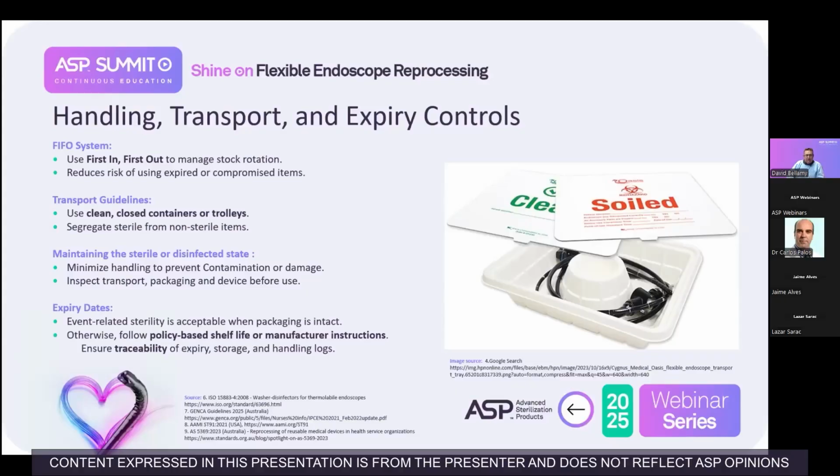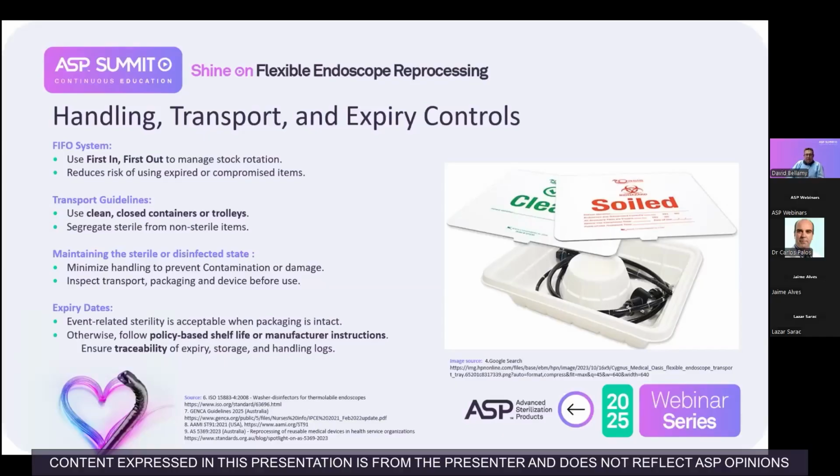And when looking at transportation, ISO 15883 and ST91 both mandate that the reprocessed endoscopes must be transported in clean closed containers on purpose-built trolleys with physical separation, and clean and dirty is identifiable. GENSA also goes a little bit further and says that they should be rigid, puncture resistant and easy to clean. Look at internal padding or brackets to make sure that the scopes are actually held into place as well.